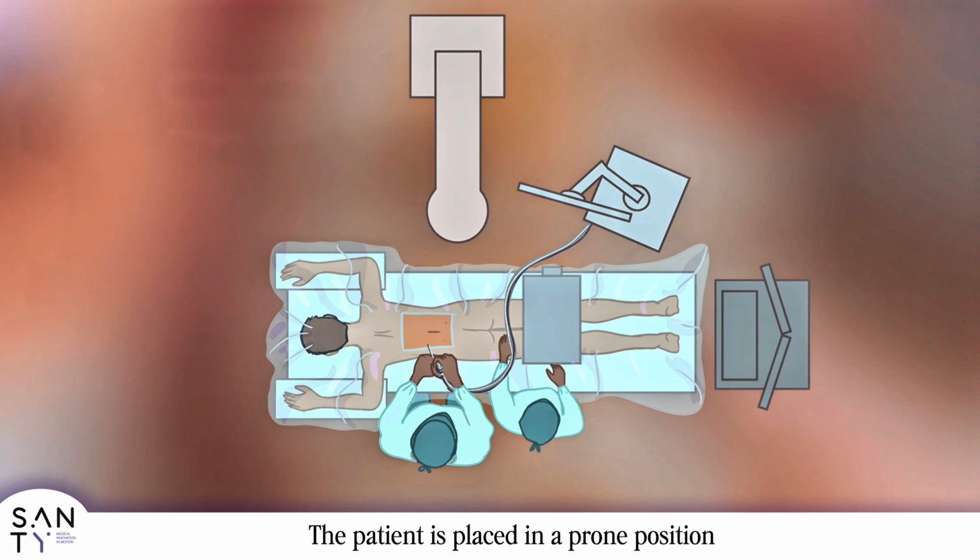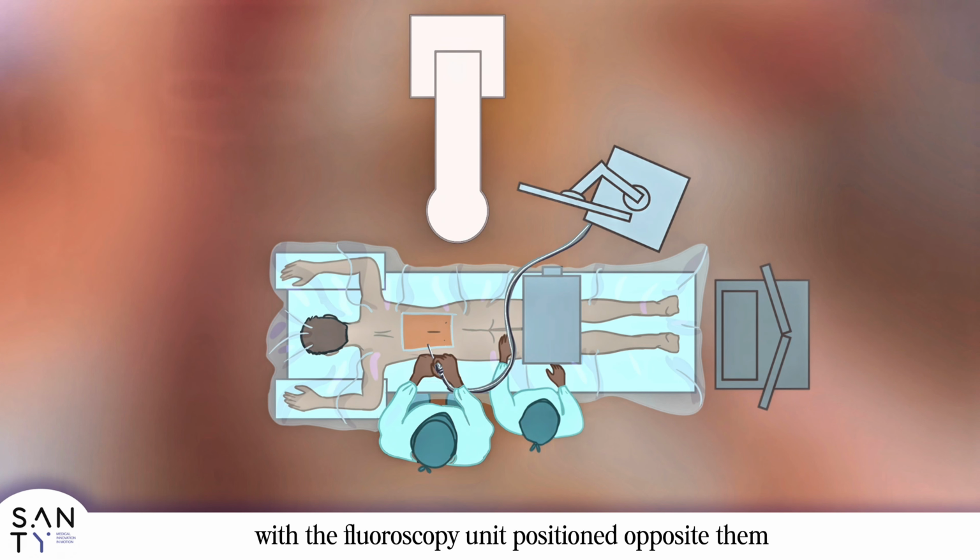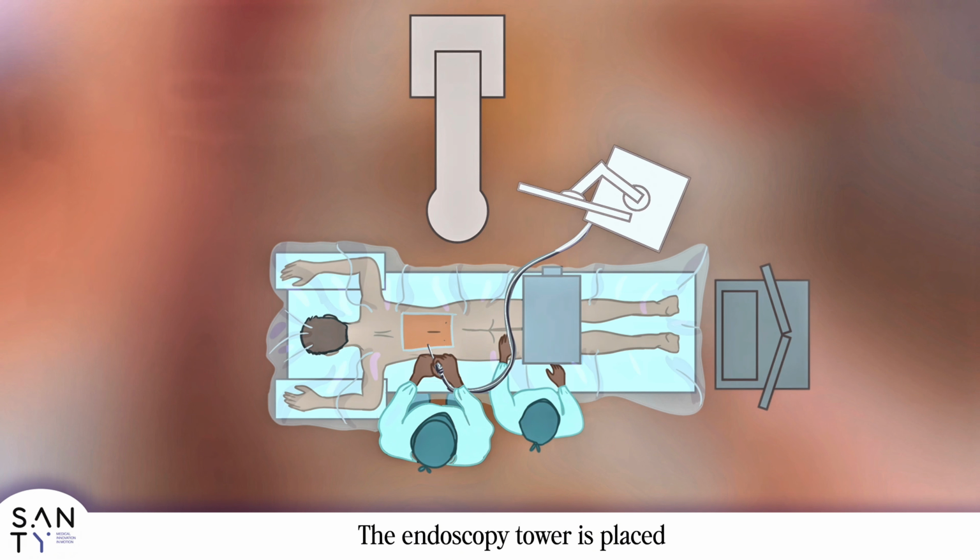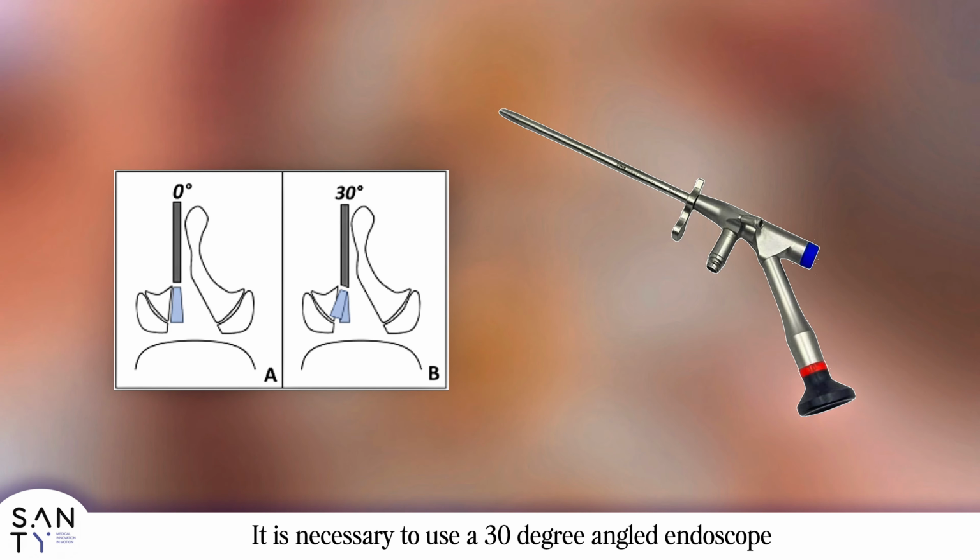The patient is placed in a prone position. The surgeon stands on the side of the symptoms with the full-endoscopy unit positioned opposite them. The endoscopy tower is placed next to the full-endoscopy unit toward the patient's leg, while the full-endoscopy screen is positioned at the foot of the table. The scrub nurse stands beside the surgeon, also on the patient's leg side. It is necessary to use a 30-degree angled endoscope designed for foraminal approaches to work within the foramen.